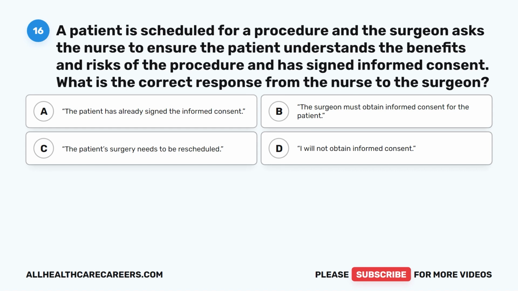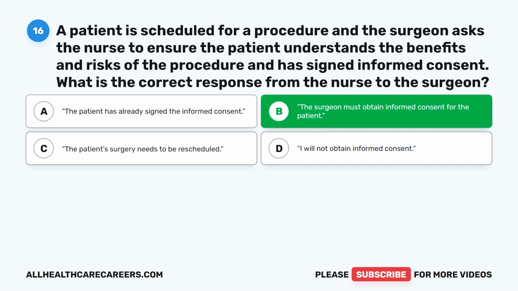Question 16. A patient is scheduled for a procedure, and the surgeon asks the nurse to ensure the patient understands the benefits and risks of the procedure and has signed informed consent. What is the correct response from the nurse to the surgeon? A. The patient has already signed the informed consent. B. The surgeon must obtain informed consent for the patient. C. The patient's surgery needs to be rescheduled. D. I will not obtain informed consent.